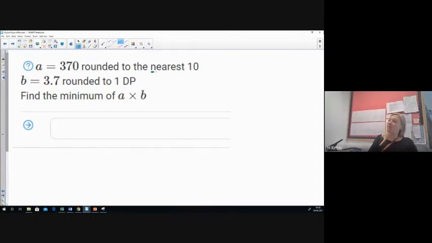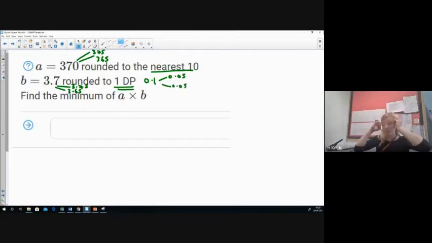So if we've rounded to the nearest 10, it's going to be 5 above and 5 below. Now, I like to take the question and just say, right, that could be 375 as the upper bound and 365 as the lowest bound. And then with B, it's 3.7 rounded to 1 decimal place. So that's going to be 3.75 as the upper bound and 3.65 as the lower bound. It's been rounded to the nearest 0.1, so that's 0.05 above and 0.05 below. You're always halving what you've rounded to.